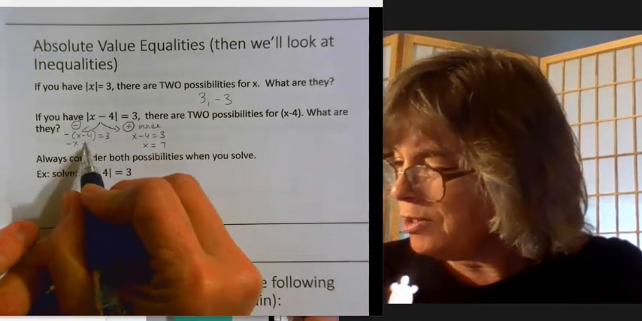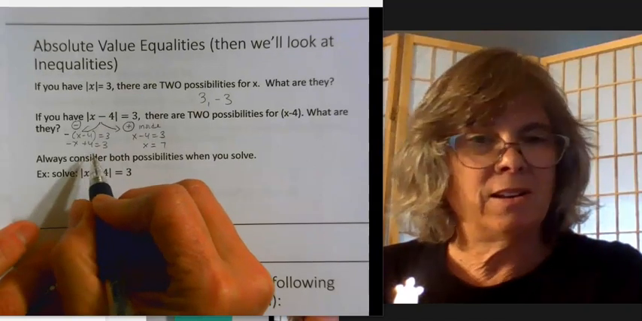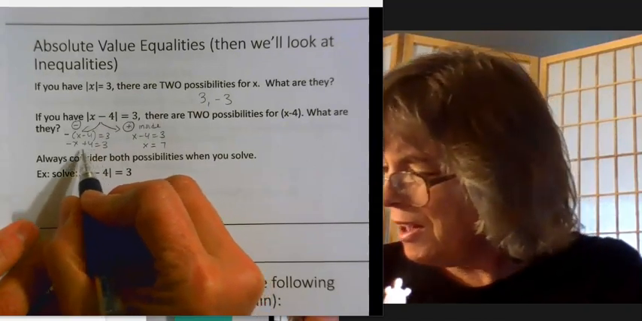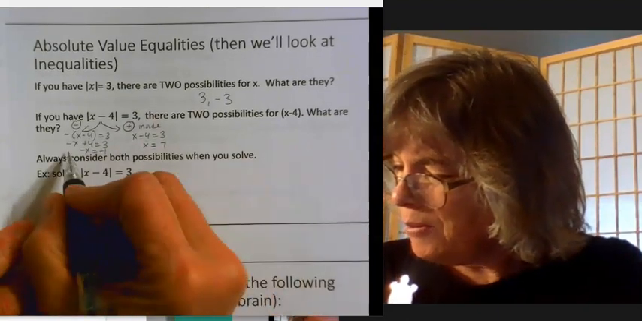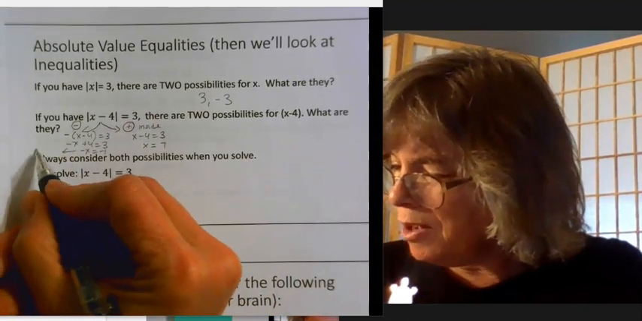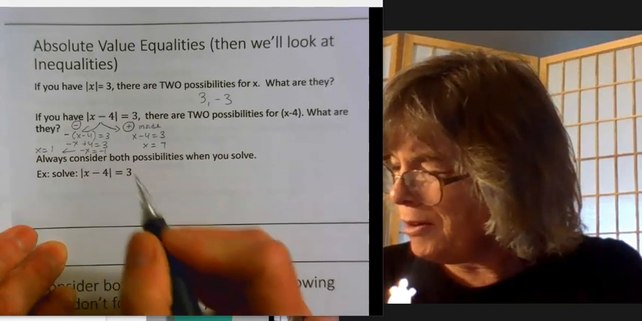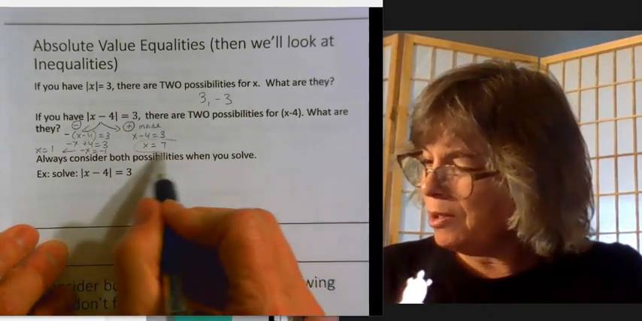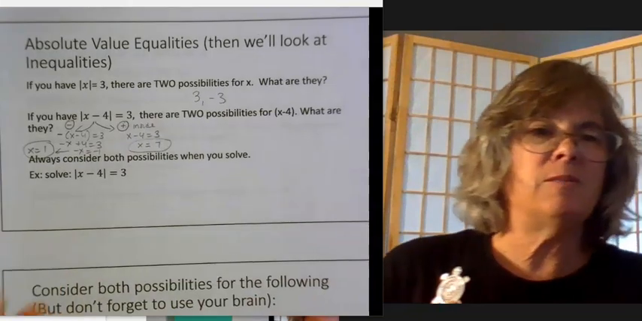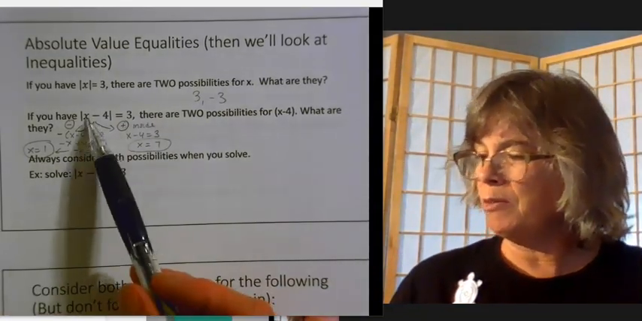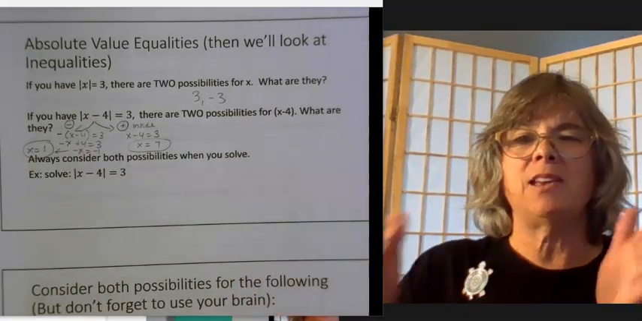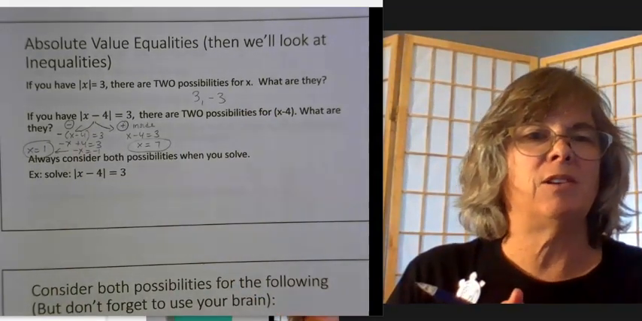Negative x plus 4 equals 3. Negative x equals -1. I ran out of space, so pretend I could write it down below. X equals 1. So there are 2 possibilities. You can check them out, and both of them work. And notice that if you plug in x equals 1, 1 minus 4, you get a -3. When you take away the absolute value, take the opposite, 3.